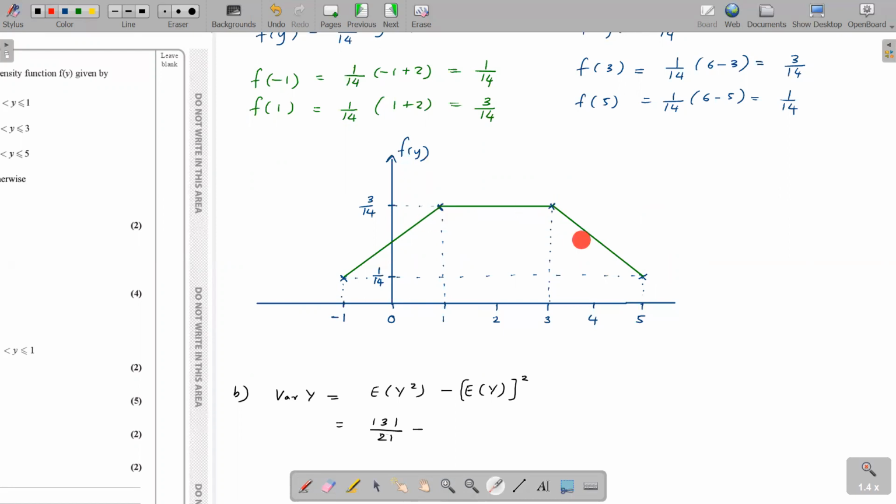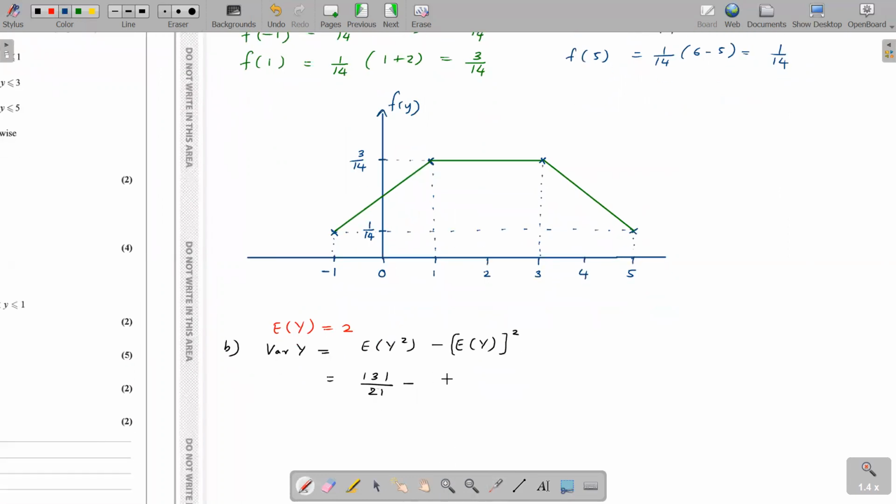This graph is actually what? Can you see it's symmetric? It's symmetric. So what's exactly the middle value here? 2. So yes, EY is 2 because it's symmetric around 2. Are you with me? So you can start off by saying EY is equal to 2 because the entire graph is symmetric about the point 2. So EY is 2, so it's going to be 2 square.